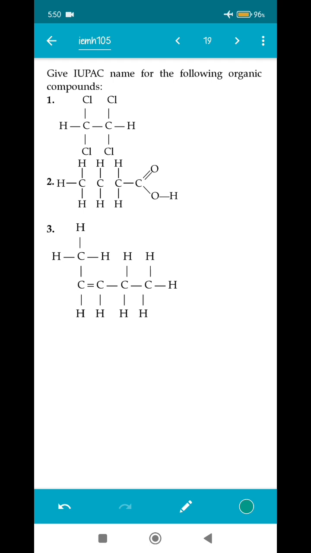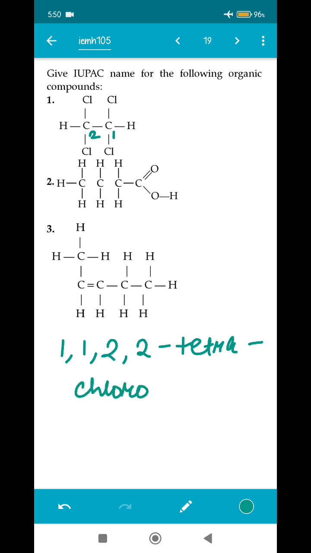So let's begin. As we know that whenever we write the IUPAC name, we have to first start numbering the carbon in order to find out the name. So as we can see in the first one, there are two carbon, and in both the carbon there are two chlorine atom attached, so we can write it as 1, 1, 2, 2. There are 4 chlorine, so we'll write tetra chloro, and since there are two carbons, so the word will be ethane.